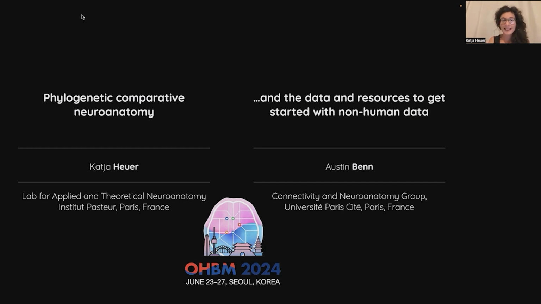Hello, my name is Katja Heuer, and I will be talking about phylogenetic comparative neuroanatomy. And the data and resources to get started with non-human data will be covered by Austin. The main objective of my talk is to highlight the importance of considering phylogenetic relationships when comparing brain traits across different species. And by understanding these relationships, we can interpret neuroanatomical data in a more accurate evolutionary context and gain clearer insights into brain evolution.